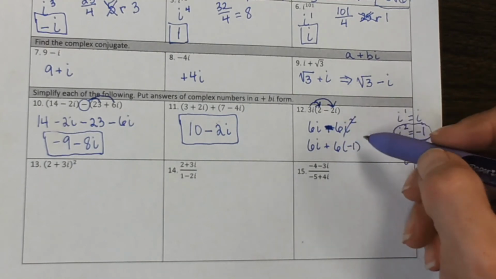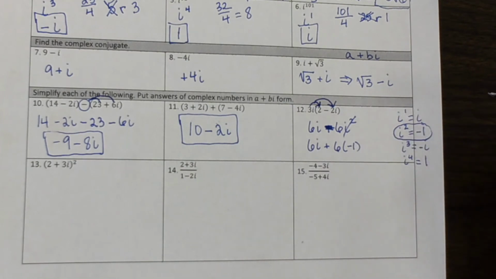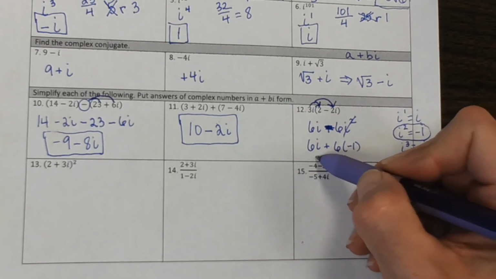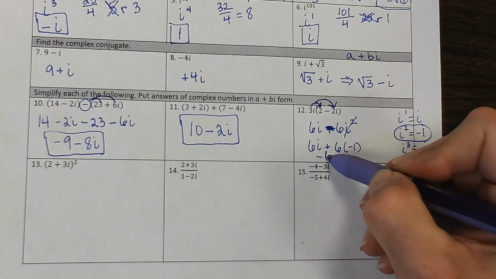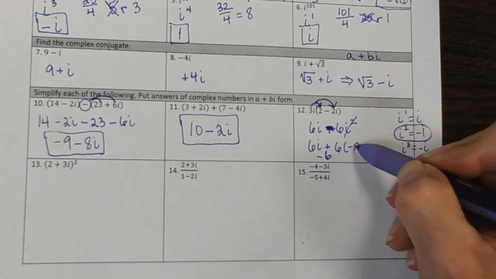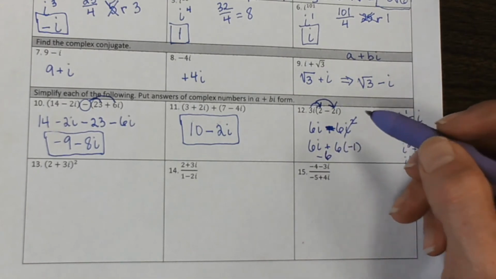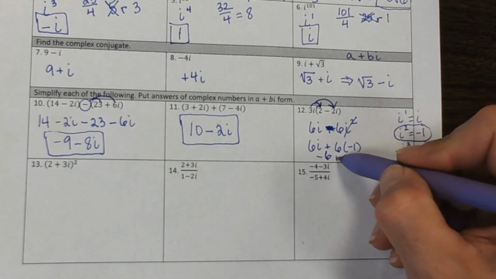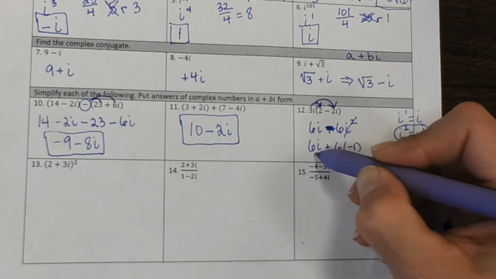So we would also want to put this in complex number form, a plus bi. So our negative 6 will come first, because the 6 times the negative 1, and then we'll put our imaginary term next.